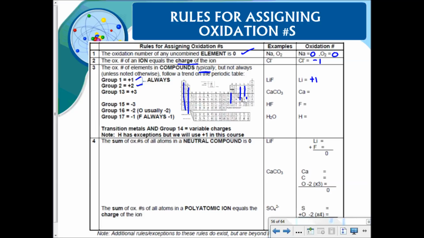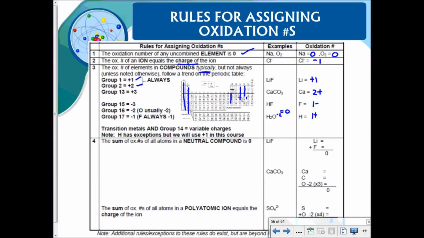If we look here at lithium fluoride, lithium's oxidation number is +1. Calcium falls in group 2, so it's going to be 2+. Fluorine here is 1-. And then hydrogen here: the overall compound is 0, oxygen has a -2, so hydrogen must have a +1. And it's the charge on a single element.